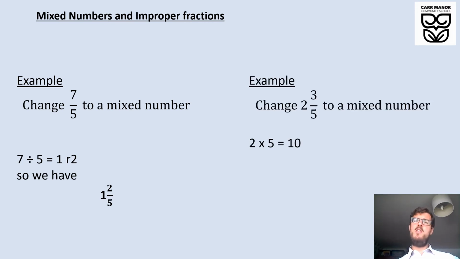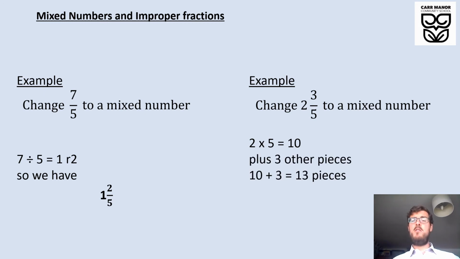If we were going to go the other way, changing a mixed number into an improper fraction, 2 and 3/5, 2 whole ones and 3/5. We need to know how many pieces that would make. Well, if 5 pieces make a whole one, 2 whole ones, 2 lots of 5, that's 10 pieces for my whole ones, and I've got 3 extra on top, so altogether I've got 13 pieces. How many make a whole one? 5, so it's 13/5.